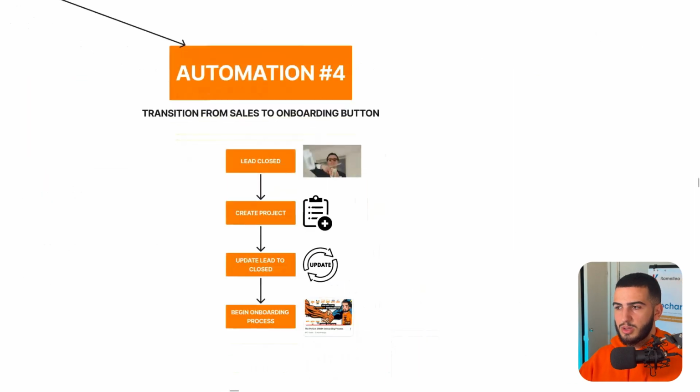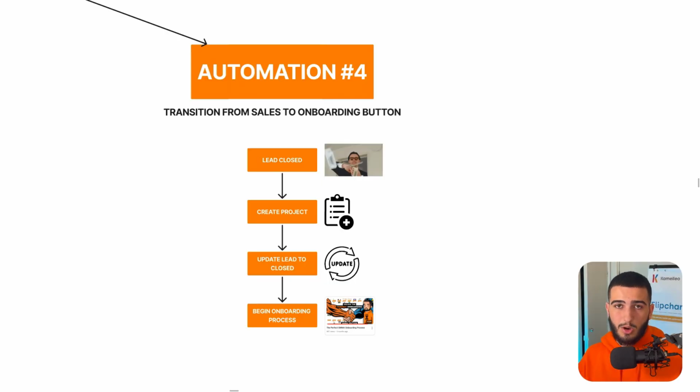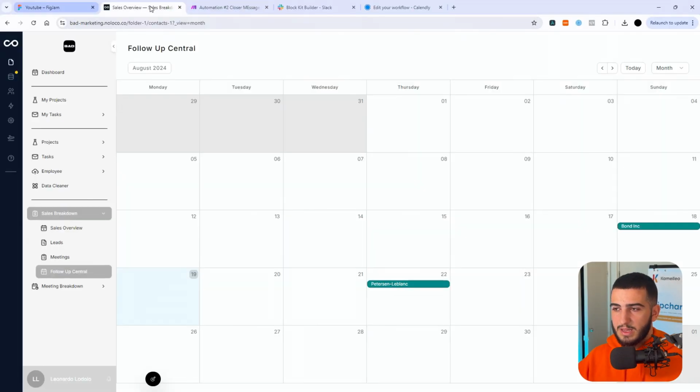But for now, let's move on to the last automation in this video, which is going to be similar to the last one, but the only thing we're doing here is we're going to trigger this whenever a lead is closed. So when they press that close button within a CRM, and we're just making the transition from sales to onboarding as smooth as possible. So it's going to take a very, very similar approach. We're probably going to start this in NoLoco and then transfer it over to Make.com. So let's go back to our application and let's get started.